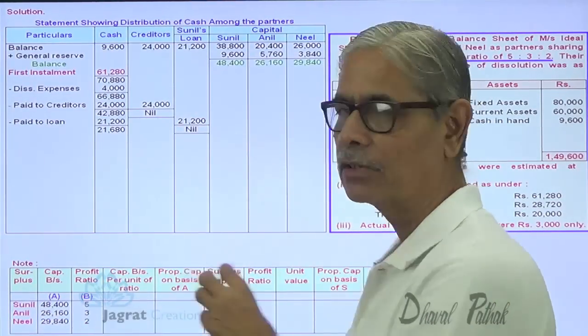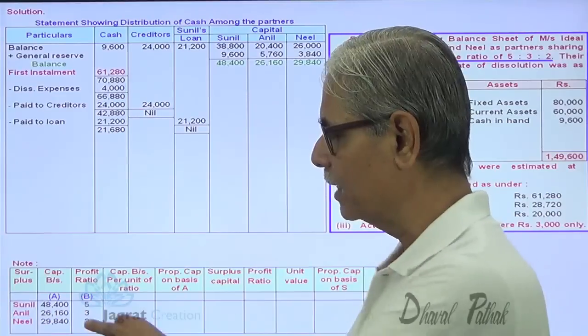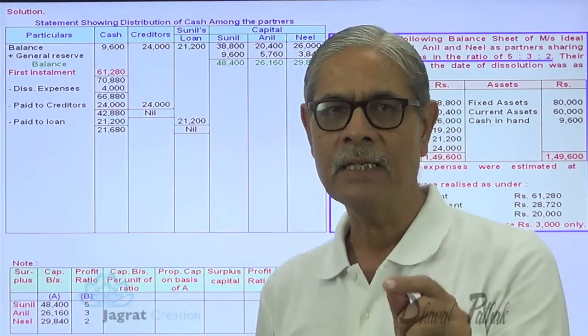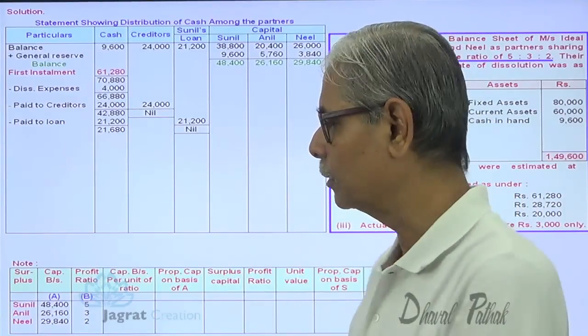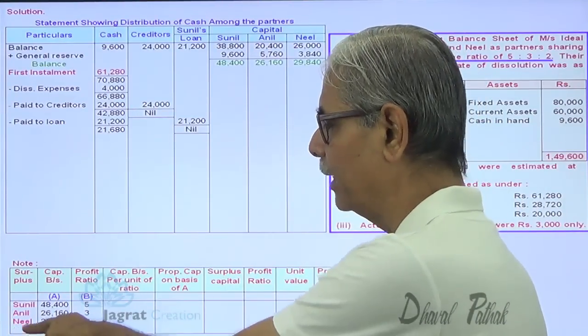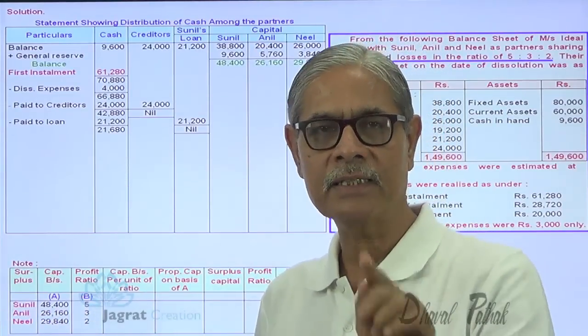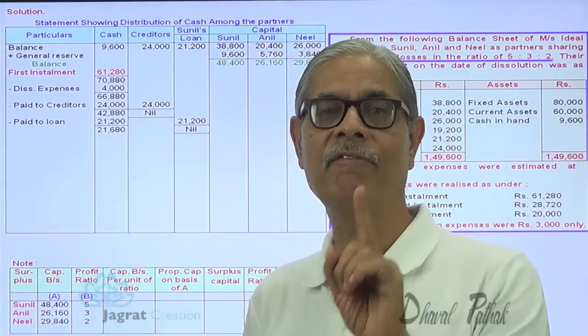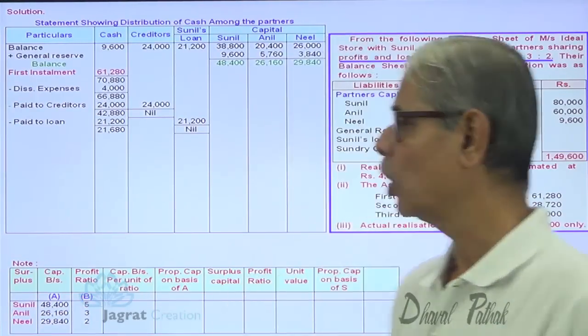Similarly, for 3 units of profit, Anil has contributed 26,160. So what is his capital contribution per unit of profit? That I will work out. For 2 units of profit, Neil has contributed 29,840. How much is his capital contribution per 1 unit of profit? That is the first thing that I would like to calculate. Observe it.